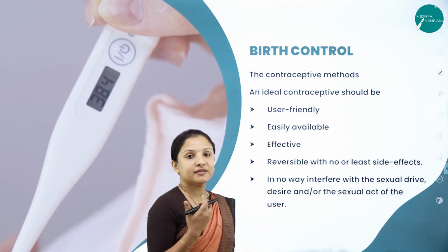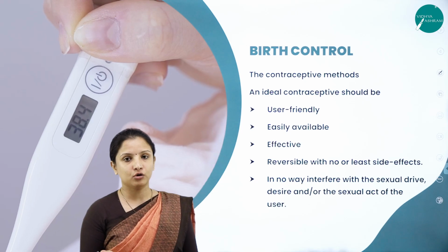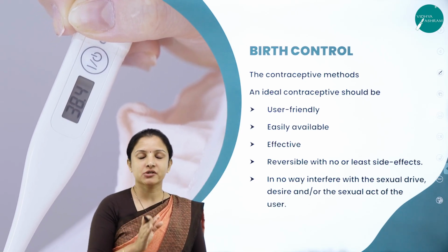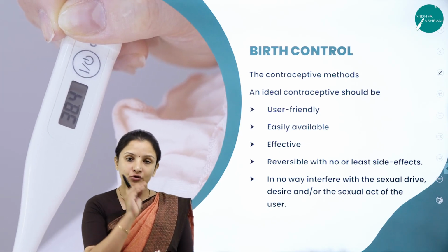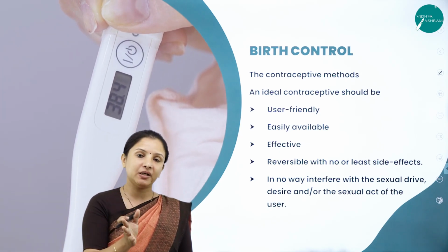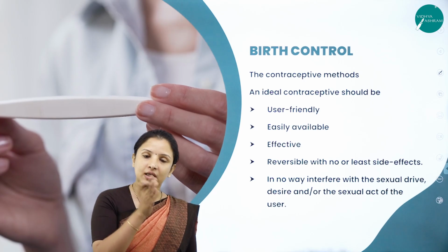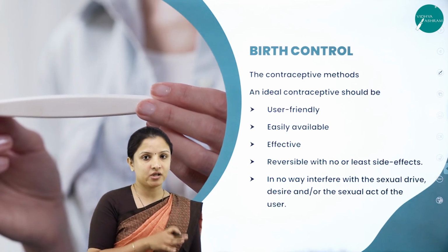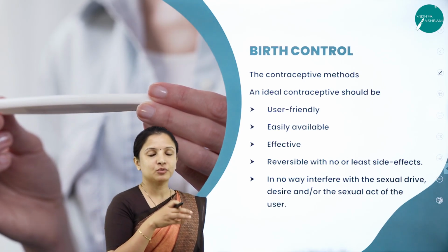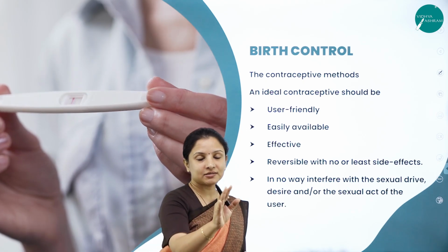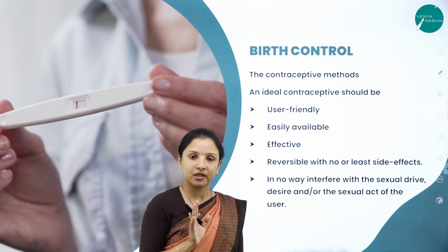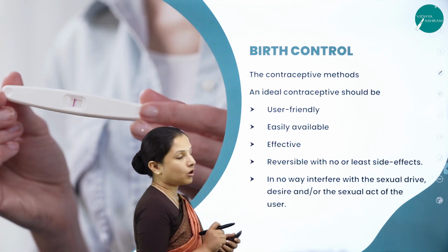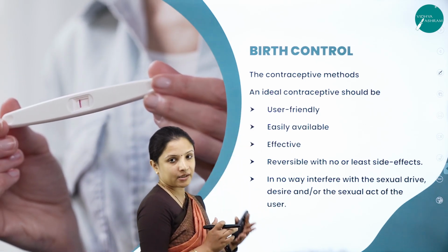So there are various contraception methods that are followed. Before moving to that, we should understand what an ideal contraceptive means. To call something a contraceptive, be it a barrier method, a chemical method, or a natural method, be it anything, there has to be something to say that this is an ideal contraceptive which can be used to control the birth of an individual. So an ideal contraceptive should have the following characteristics.